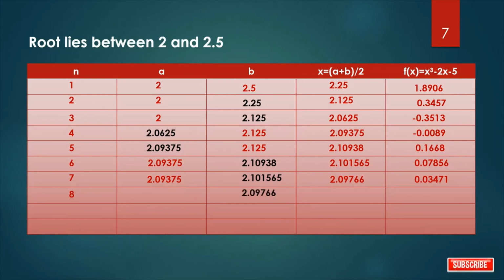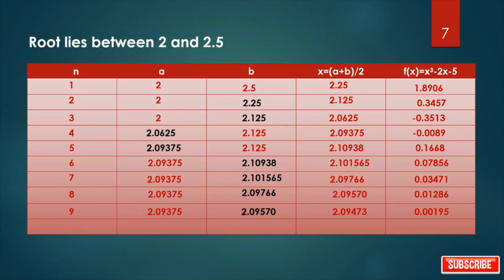So value of b is now 2.09766 and value of a is still same, and calculate x, calculate fx. Again it is positive. If it is positive, you have to change the value of b. So value of b is 2.09570. Value of a is same, calculate x and calculate fx. Now again it is positive. If it is positive, then value of b should be changed. So our new value of b is 2.09473. Value of a is same, calculate x and calculate fx.